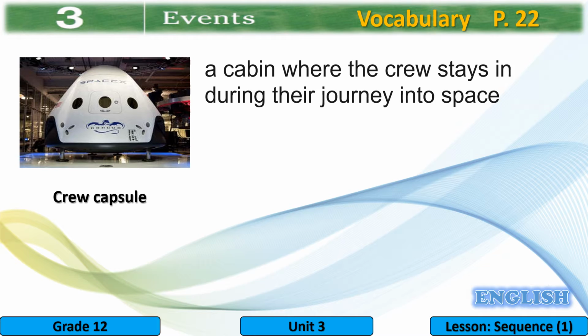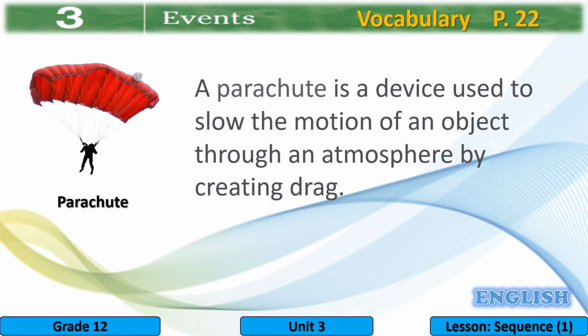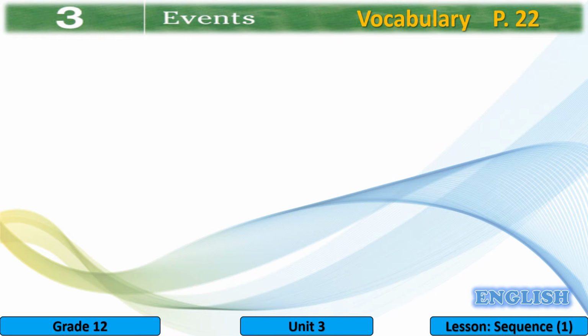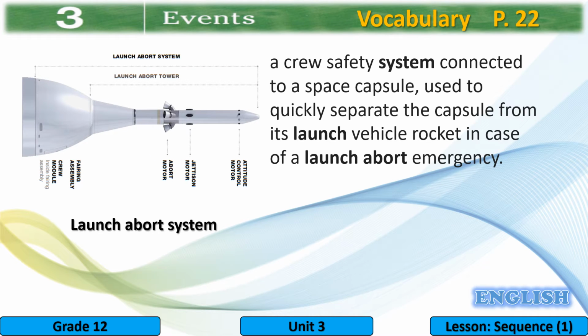Crew capsule is a cabin where the crew stays in during their journey into space. A parachute is a device used to slow the motion of an object through an atmosphere by creating drag. And finally, the launch abort system, a crew safety system connected to a space capsule used to quickly separate the capsule from its launch vehicle rocket in case of a launch abort emergency.